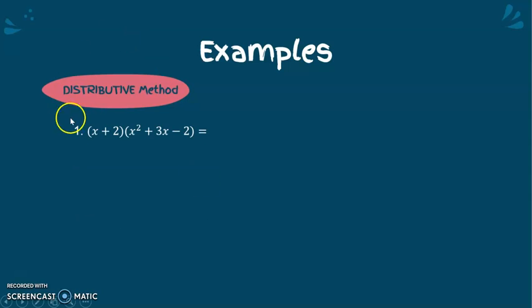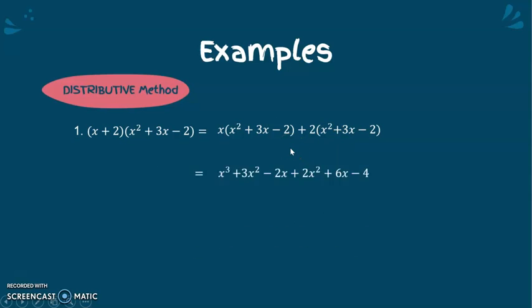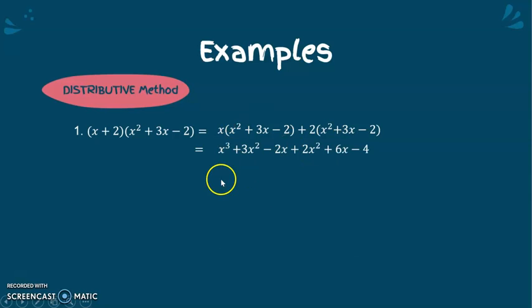So, here, we have a binomial and a trinomial. How do we multiply the quantity of x plus 2 times the quantity of x squared plus 3x minus 2? Okay. So, first, we distribute the first term of the binomial to all terms of the polynomial, which is x squared plus 3x minus 2. Then, we go back to the second term, plus 2. So, we multiply plus 2 by all the terms of the trinomial x squared plus 3x minus 2. Okay, so, to get the answer, I will go straight to it.